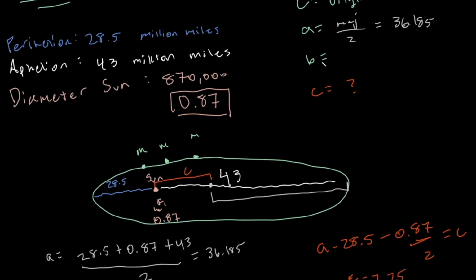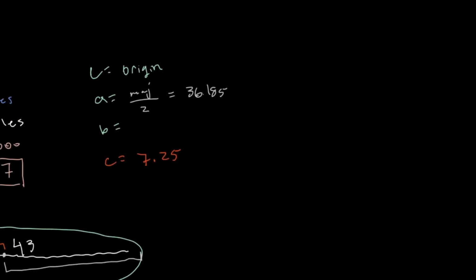Now that we have C, B should be no problem at all, right? We can just use our Pythagorean formula. A squared equals B squared plus C squared. So I'll do that quickly.